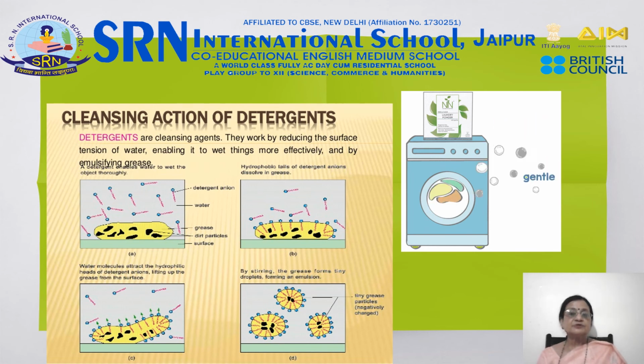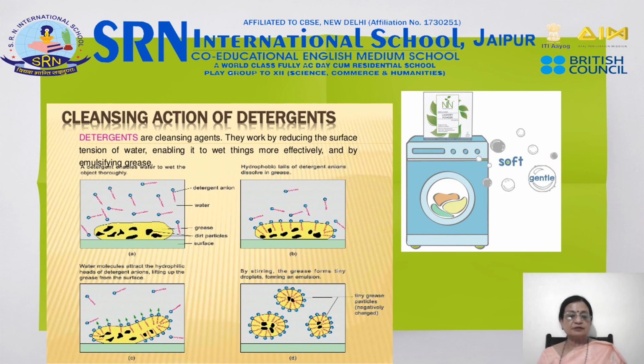So with these detergents, like the anionic detergents, the hydrophobic part gets dissolved in the grease, and when they surround it and dissolve in the grease, they form a droplet which is an emulsion of the grease. So it emulsifies the grease and thus takes it away from the surface and removes it.